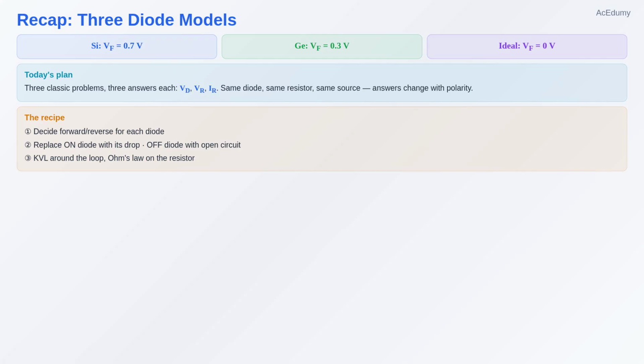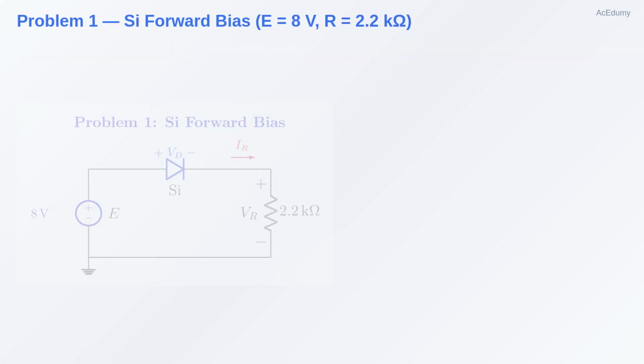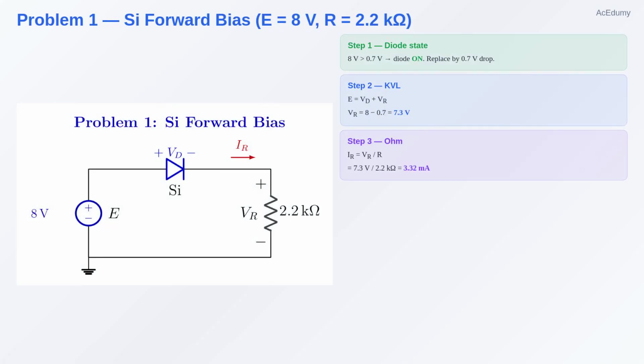Let us start with the simplest case, a silicon diode in forward bias. Here is the first circuit. A silicon diode in series with a 2.2 kΩ resistor driven by an 8-volt source. The diode is pointing in the same direction as the current would naturally flow, so this is forward bias. Three things we want to find: VD, the voltage across the diode, VR, the voltage across the resistor, and IR, the current through the loop.